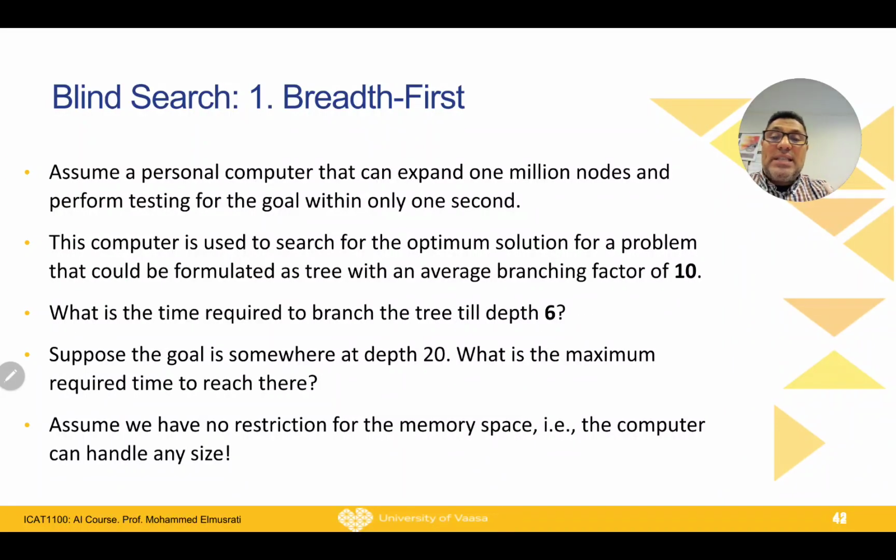So now we take a simple example. Assume we have a problem with an average branching factor of 10, so from each state we can generate 10 different states. Compute how many states are required to reach depth 6 and how many states are required to reach depth 20.